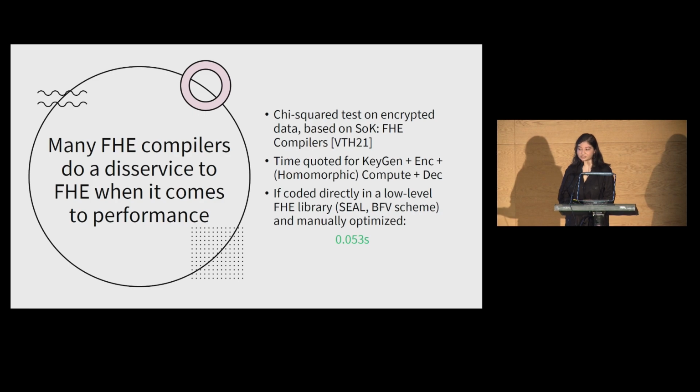Let's look at what happens if we want to do a chi-square test on encrypted data. This application was chosen based on a recent SoK on FHE compilers from Oakland S&P 2021. We're going to look at how long it takes to generate keys, encrypt data, perform the computation, and decrypt. If you're an expert who knows what they're doing, you can work with some super low-level library like Microsoft SEAL. You can write this yourself, and you can manually optimize it. This will take you about 0.053 seconds to do everything from key generation down to decryption together.